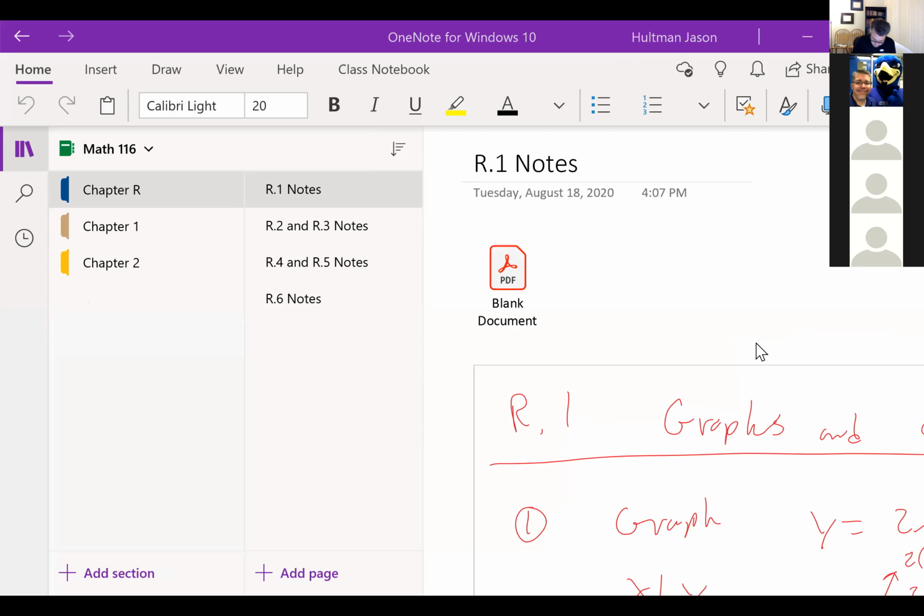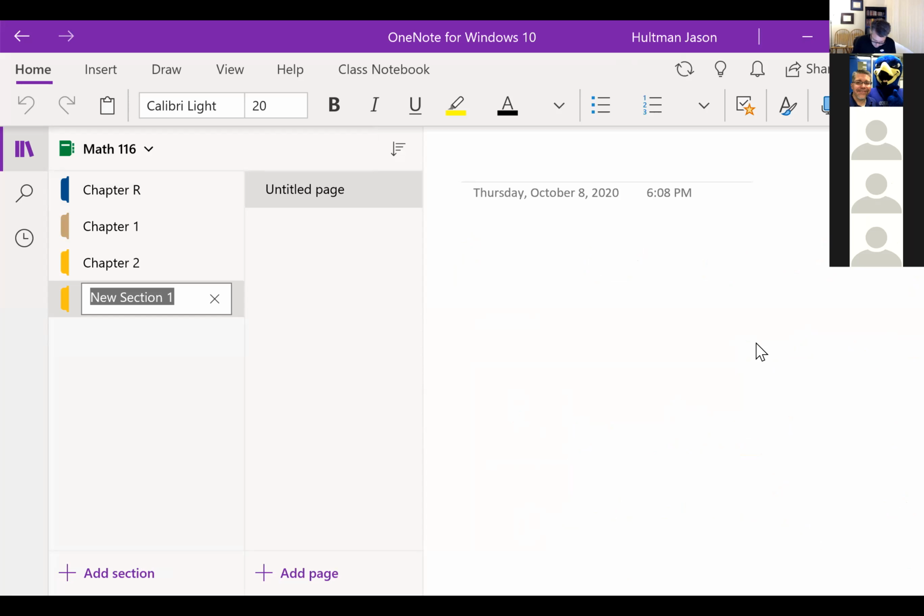Okay, I need to add a section. Sorry it's taken so long to get set up today. I'm actually sick. I'm not feeling well, so I usually have all of this set up beforehand, but I'm just not feeling it today. So, chapter 3. Directly after lecture, I'll be crawling back in bed. Good times.